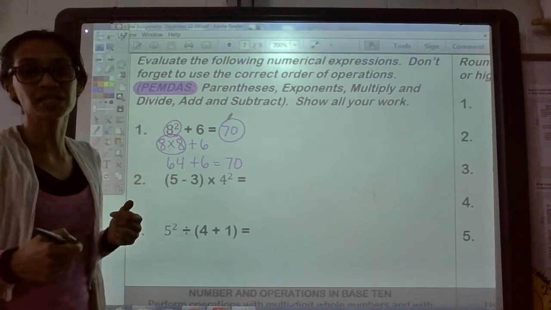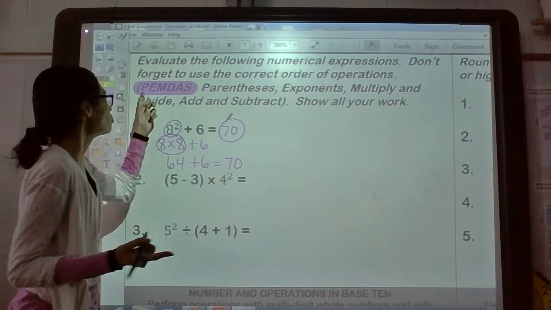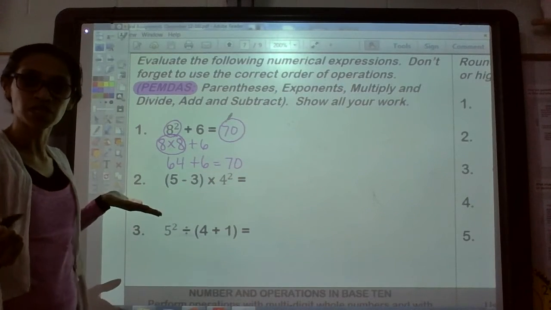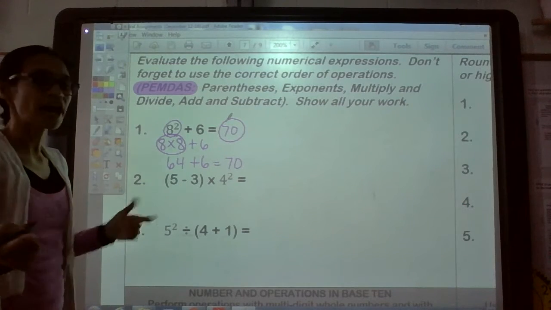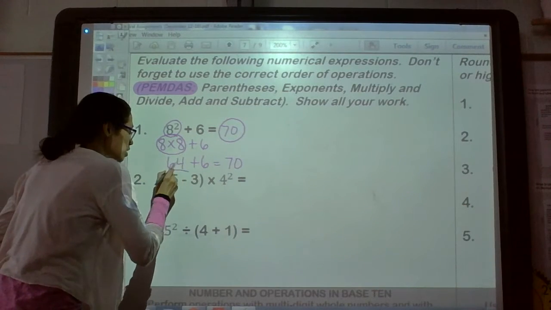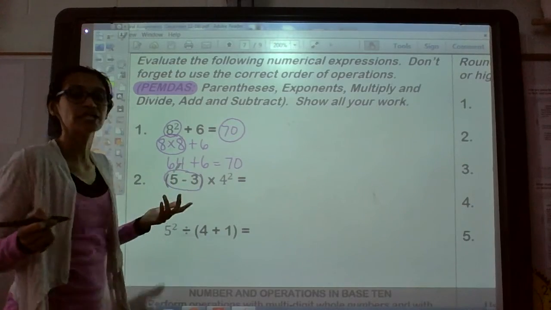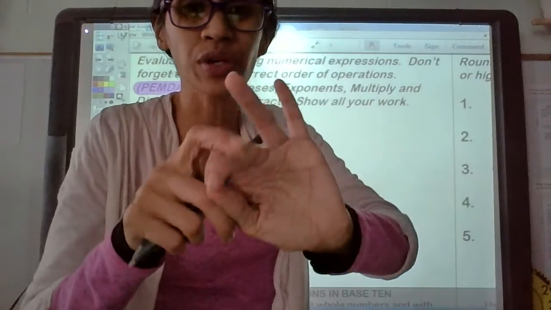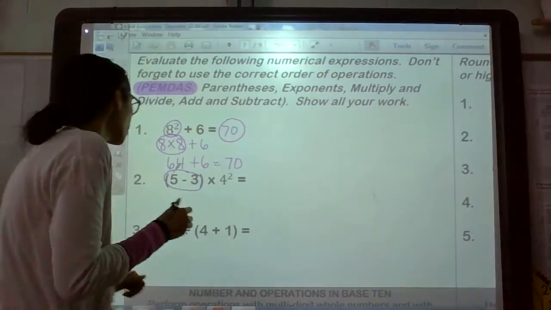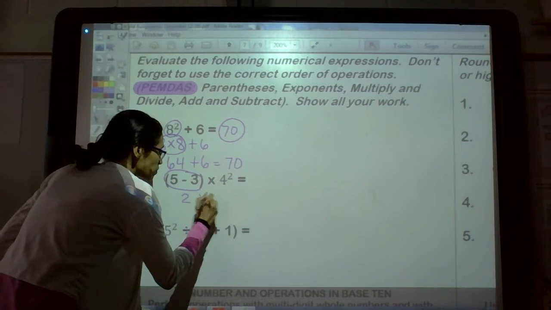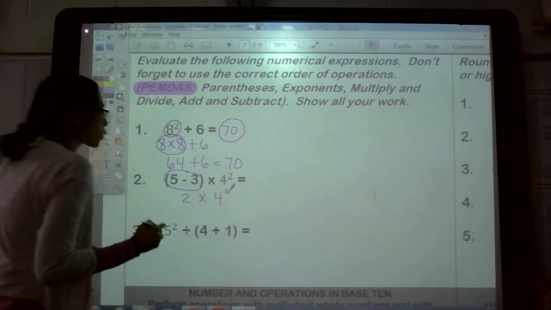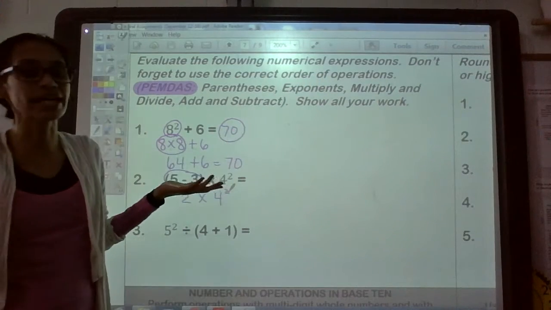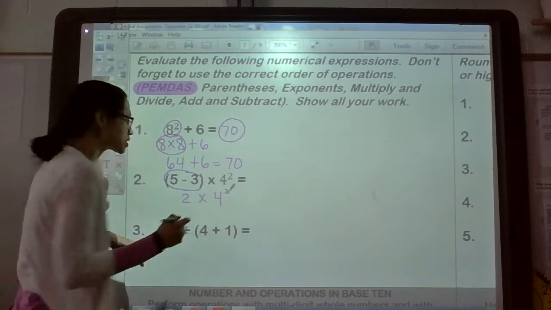Let's look at our clues at the top. What does it say to do? PEMDAS, parentheses first. Do you see any parentheses? Bam, right there. 5 minus 3. I will circle that since we need to do that first. What is 5 minus 3? 5. Take away 3. 1, 2, 3. What's left? 2, you have 2 left. 2 times 4 to the second power. We've done the parentheses. Now we move on to the exponents. Do you see any exponents? Right there, 4 to the second power.